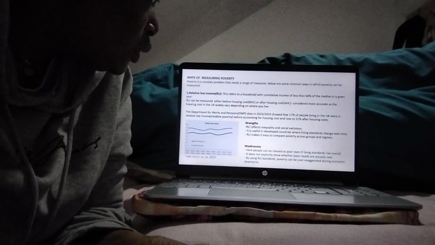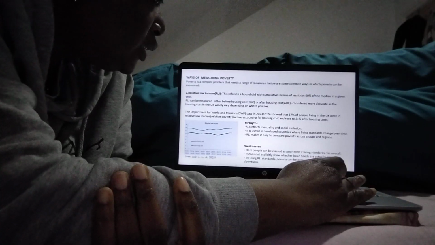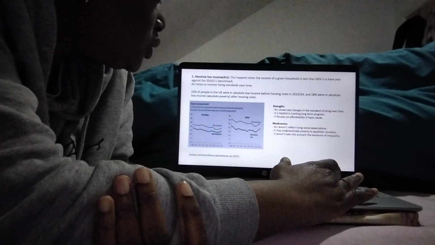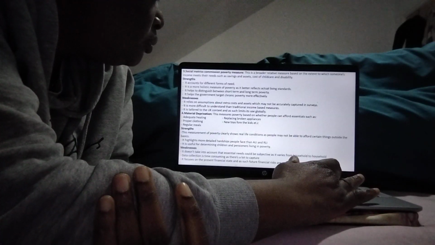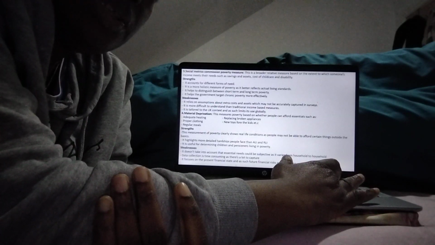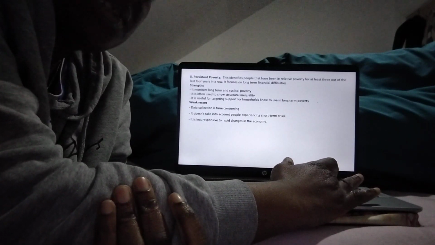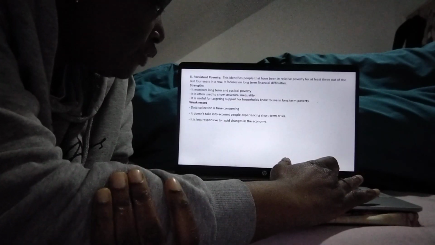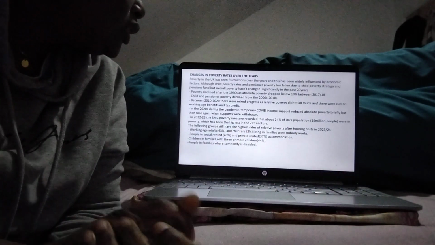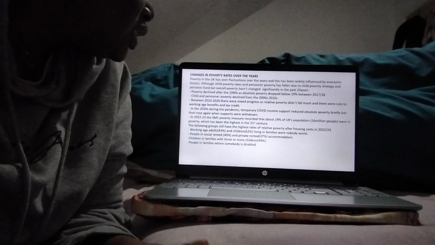So we have relative low income, also known as RLI. Next, we have absolute low income, ALI. Social Metrics Commission poverty measurement. And we have persistent poverty. So poverty can be measured in these 5 forms. Now, next slide, we have changes in poverty rates over the years.